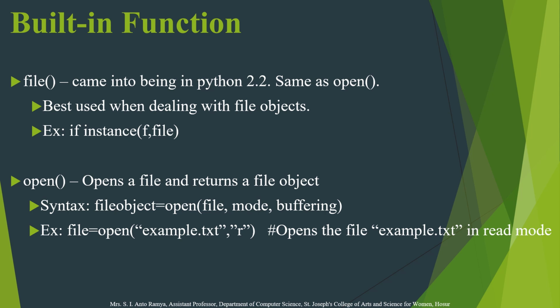We are going to see a few built-in functions in files. The first one, the name itself is file. This was used in Python version 2.2. It is the same as the open function that we are using currently. So let's go to the next one, that is the open function. It is used for opening a file and it returns a file object. The syntax is given: file object is equal to open file name, comma mode, comma buffering. So see the example, file is equal to open of example.txt, where example.txt is the name of the file and we are opening it in read mode. So once this is executed, the file will be opened in read mode.